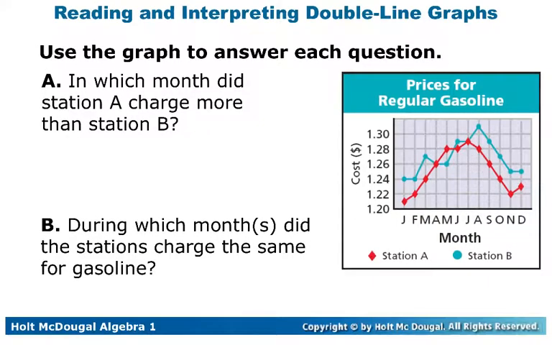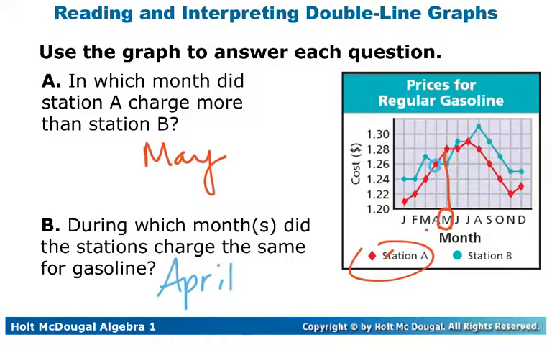All right, so here we are going to try to understand one. In which month did Station A charge more than Station B? Station A is the red one, so when is the red above the blue? It looks like it's in January, February, March, April, May. So apparently May. And then during which months did the station charge the same for gasoline? We're trying to find where both of them have a dot on the same piece, and that would be there. That would be April. Maybe I can erase that so you can see, but definitely right here is where a blue and a red dot are meeting.